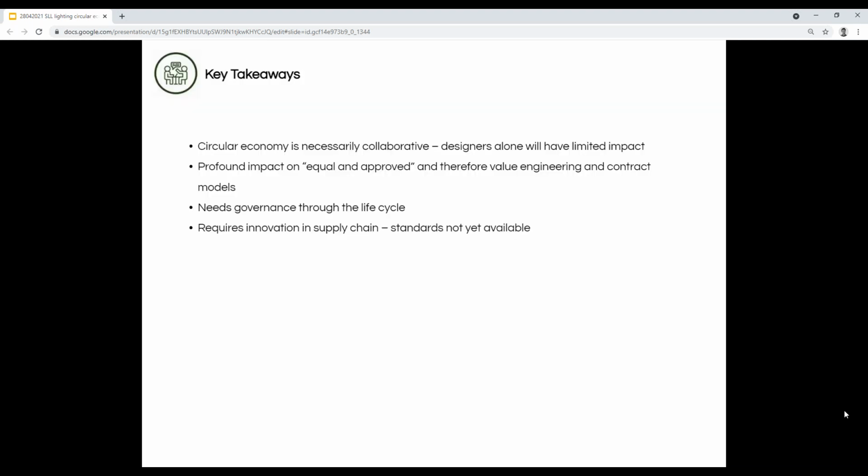Next slide, please. So the key takeaways are circular economy is necessarily collaborative. Designers and manufacturers cannot do this on their own. There's a profound impact on project governance. We can't carry on doing the projects in the way that we have and the way the clients have if sustainability is going to be really delivered. It needs governance, therefore it needs the client to actually buy into this and to drive it through. And it requires innovation in the supply chain, partly because the standards are not available, although through the GLA we are beginning to try and help those. Next slide.